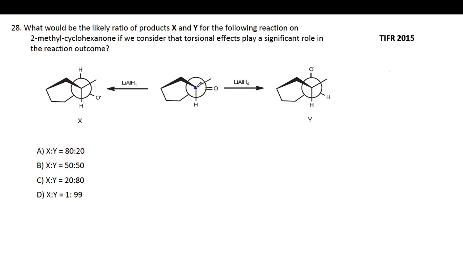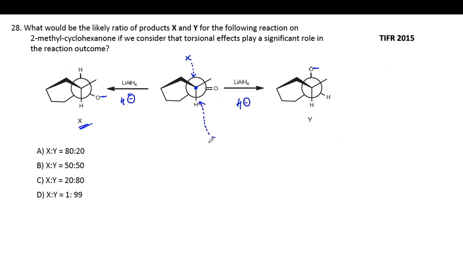We only have to say where the hydride attack is taking place, since the conformation is already given. So here the hydride attack, H minus attack, takes place from the side like this. That goes to X. Alright, it will be O minus. And in the second reaction, the hydride attack is taking place from here.